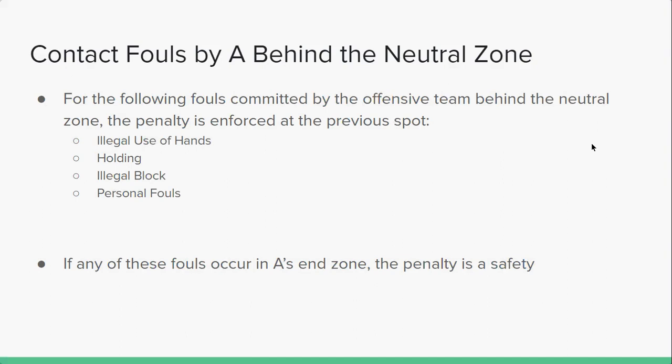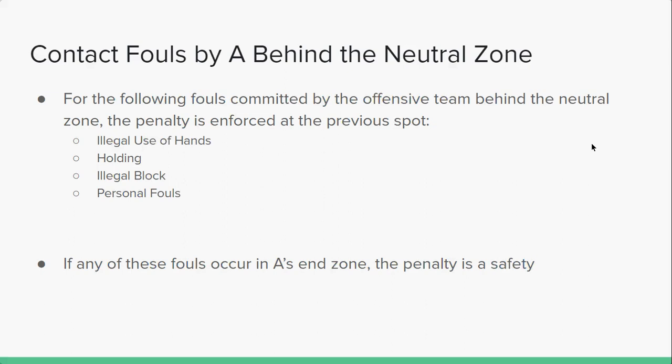So this, again, we just talked about the 3-and-1 principle a second ago. This is an exception to the 3-and-1 principle. But if any of these fouls occur in A's end zone, the penalty is a safety. So in this case, fouls in A's end zone do kind of meet the criteria for the 3-and-1 principle as it relates to contact fouls by A behind the neutral zone.